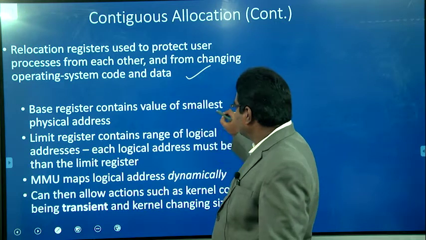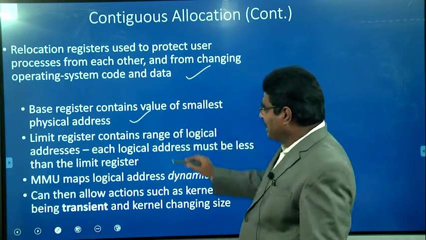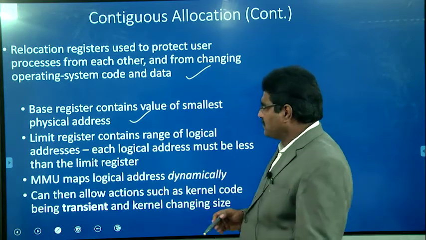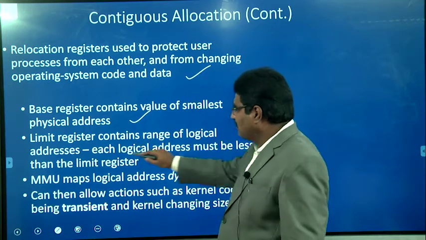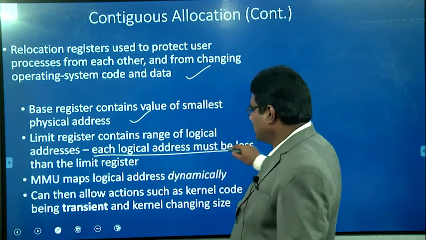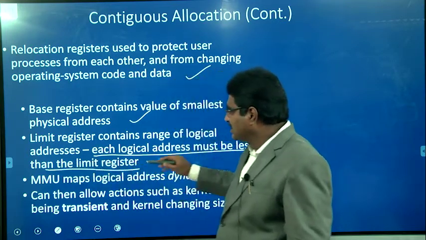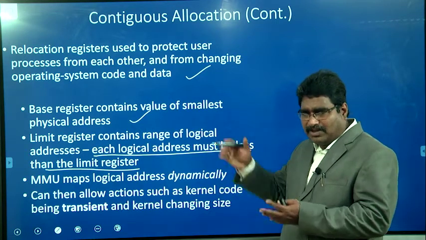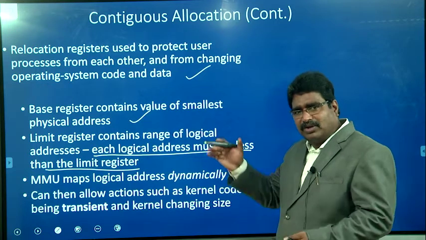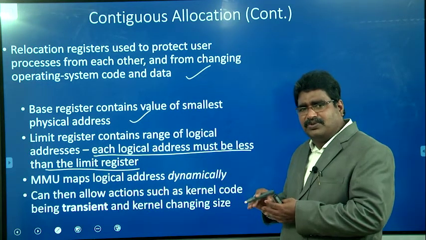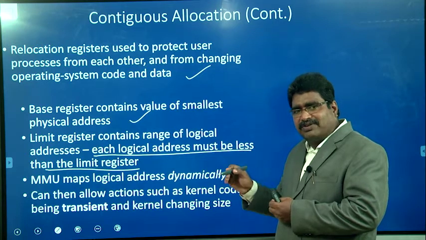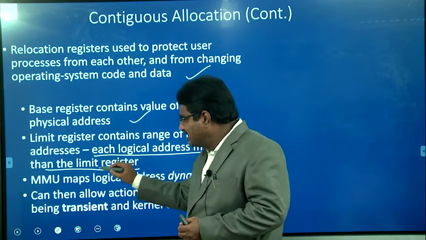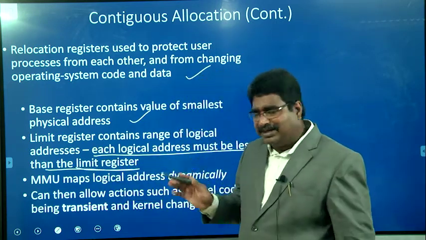The base register contains the value of the smallest physical address. Next we discuss the limit register. What is the limit register? It holds the size of the particular process. The limit register contains the range of logical addresses. Each logical address must be less than the limit register value. That is the user space allocated to the particular process. For example, if the process is allocated 1024 memory locations, then the limit register value is 1024. The logical addresses range from 0 to 1023 only. So all the logical addresses must be less than the limit register.